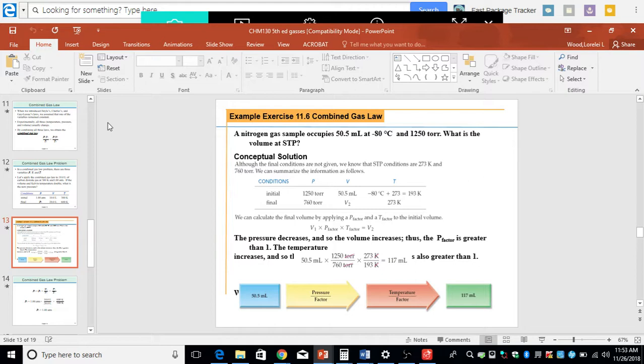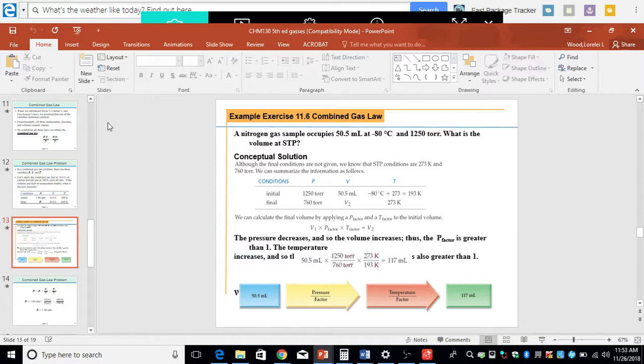My initial volume is 50.5 milliliters. My initial temperature is negative 80 degrees Celsius. And my initial pressure is 1250 torr. And they want to know what's the volume at STP. And what is STP? What are the values? 25 degrees Celsius and 1 ATM.